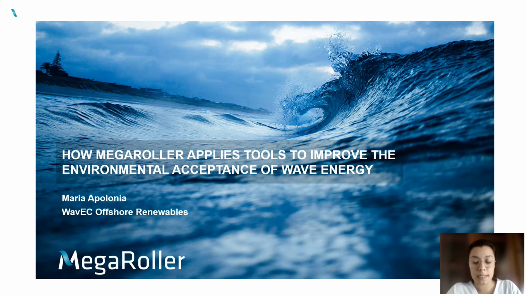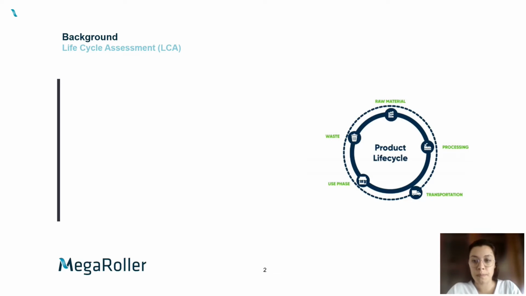I will be presenting some of the outputs of Wayback's work throughout the project, namely how the Megaroller project applied tools to improve the environmental acceptance of wave energy. So basically, one of the tools that we applied to assess the environmental impact of wave energy and of Megaroller was life cycle assessment.